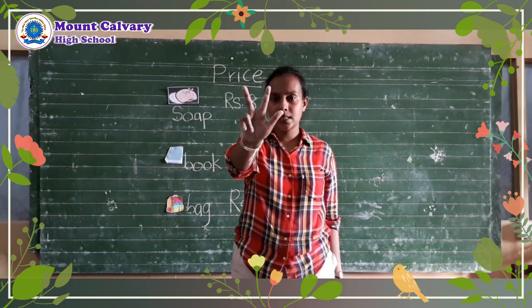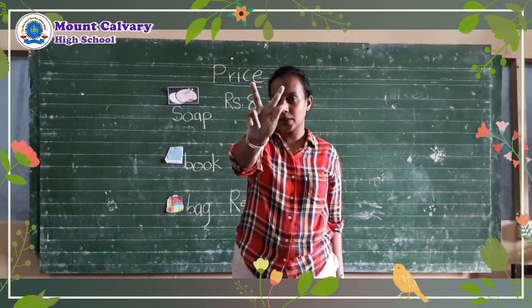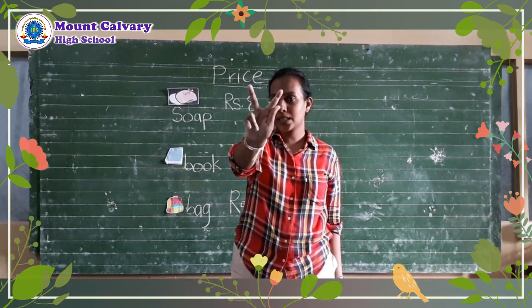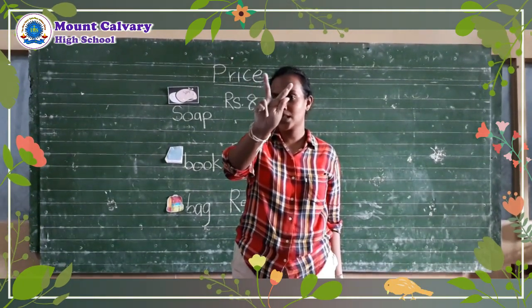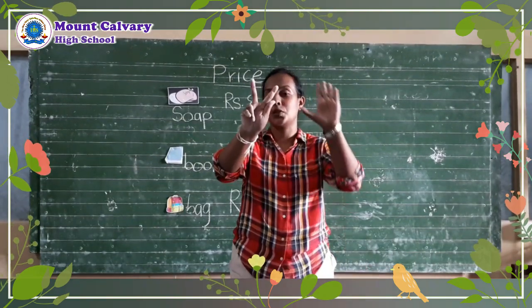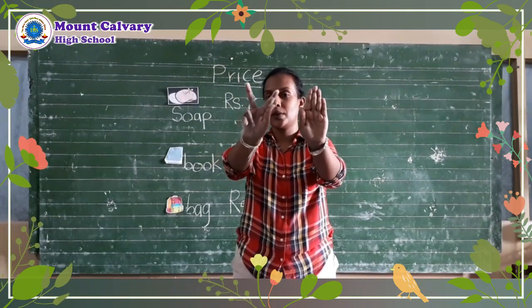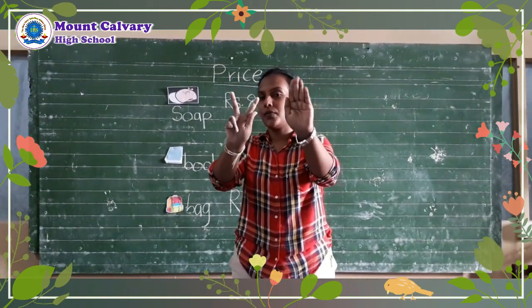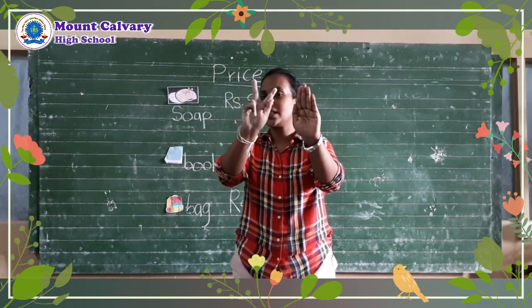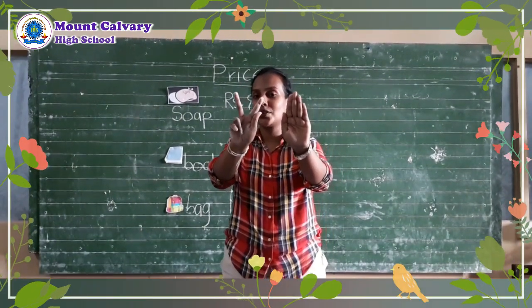So we can say here, okay, I'm going to make 2 rupees. Can we make 2 rupees? Yes, 2 rupees. Yeah, what is this rupee? Yes, it's 1. So you can say 5 rupees, 2 rupees, 1 rupee. That is the way how to make 8 rupees.